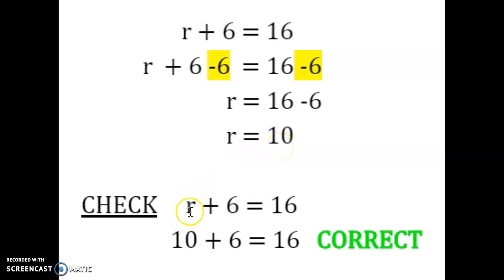We put the r back into the equation, making that 10 plus 6 equaling 16, and we could see that we were correct. Remember to watch this video as many times as you need to understand the concept. This is not hard, but it is definitely something that requires work on your part.